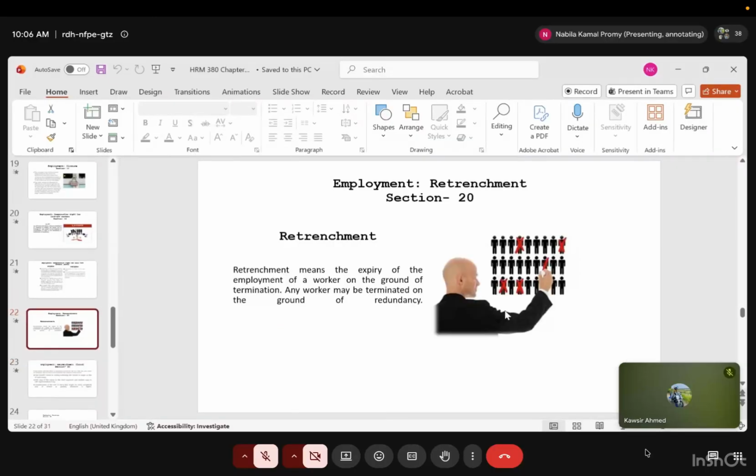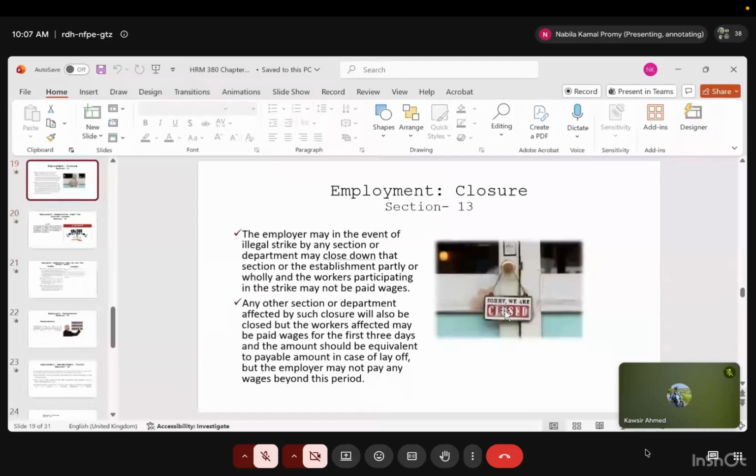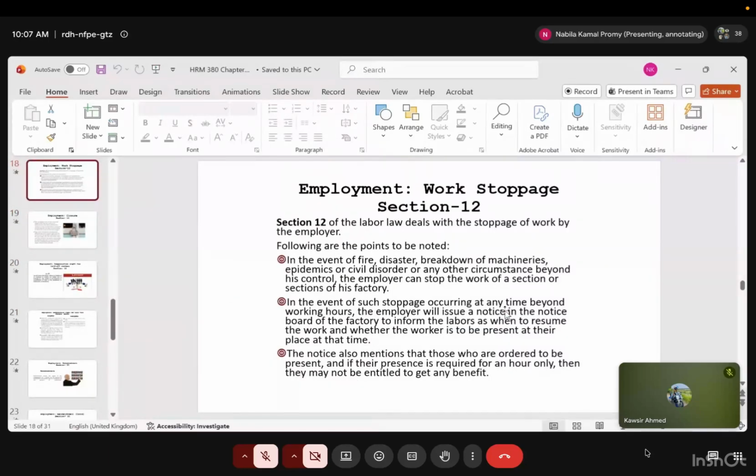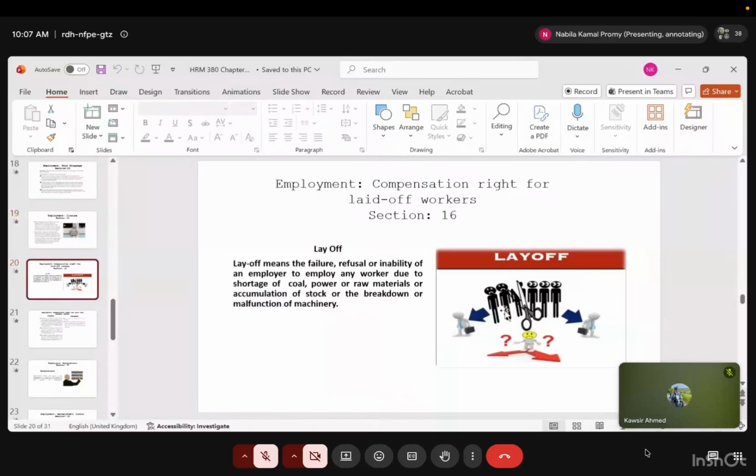Okay, so in the next few slides we will talk about firstly two things. We will talk about the difference between work stoppage and closure, and then we will talk about different types of processes where an employee is leaving the company or being terminated. So we will talk about this one by one.